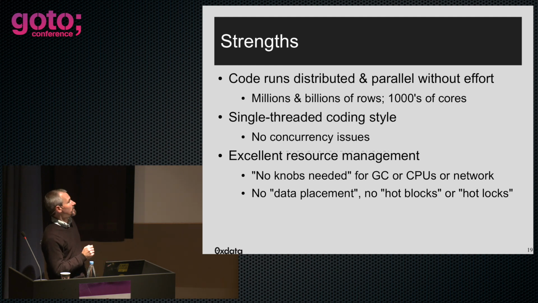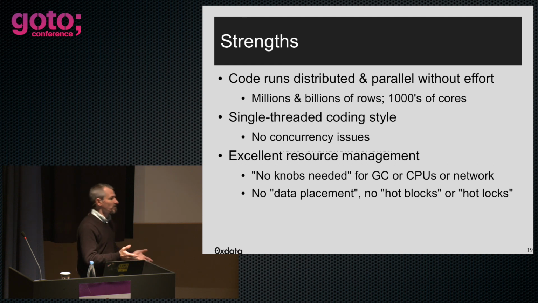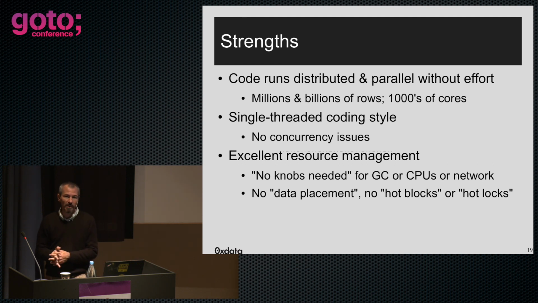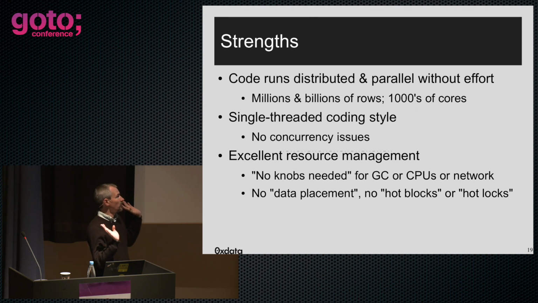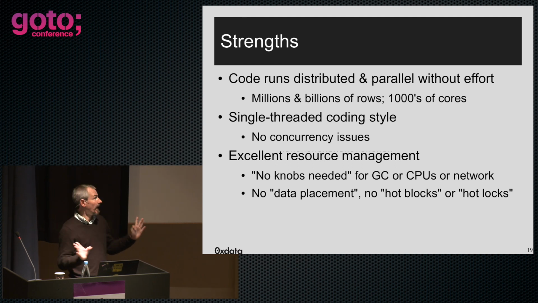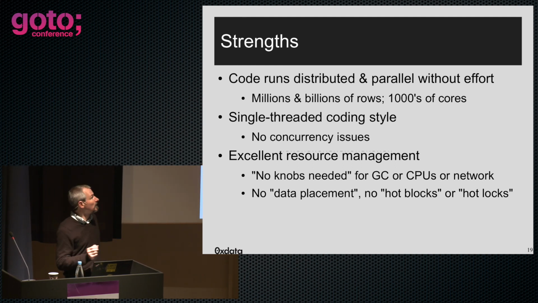There are no concurrency issues. There are no resource management knobs you have to turn. Once the cluster's up and running, all your maps and reductions just do the right thing immediately. There are no knobs needed for GC or CPUs or network or data placement. There are no hot blocks or hot locks. That's all taken care of under the hood, and it actually works really well.